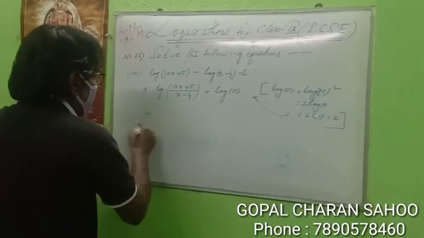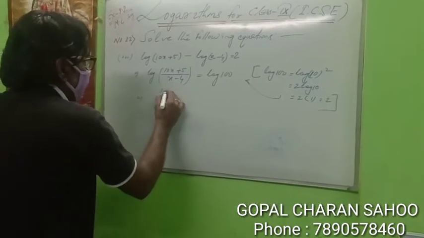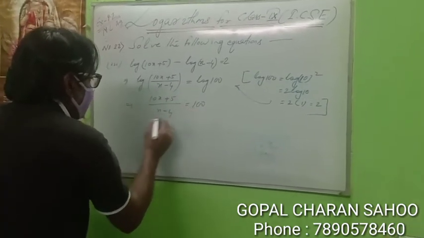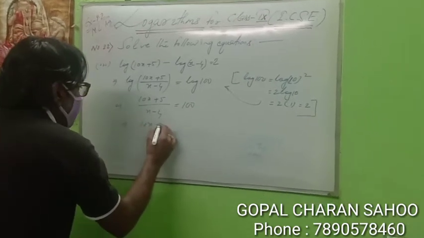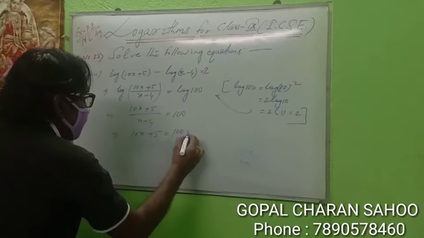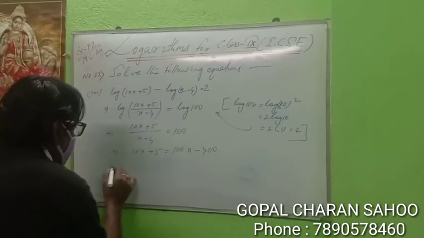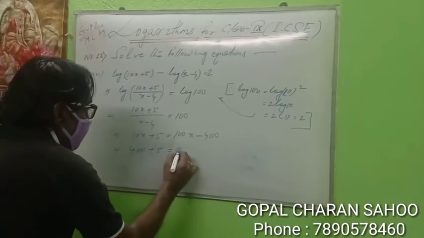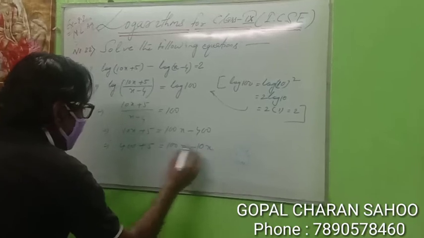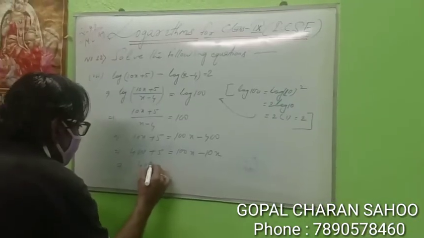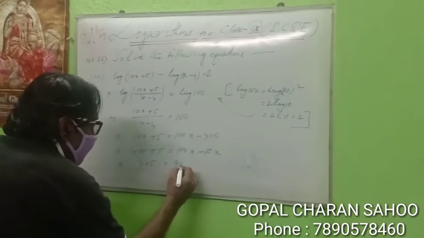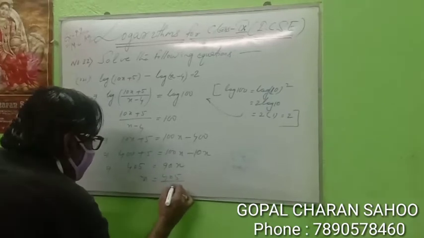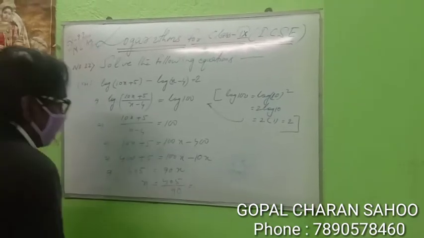Now comparing both sides, (10x + 5) by (x - 4) is equal to 100. Cross multiply, 10x + 5 is equal to 100x minus 400. Now this 400 bring this side, this will be plus 400 plus 5, 100x minus 10x. Now this will be 405, this is 100x minus 10x, 90x. Therefore finally x is equal to how much? 405 by 90. Okay. Now it will be how much?